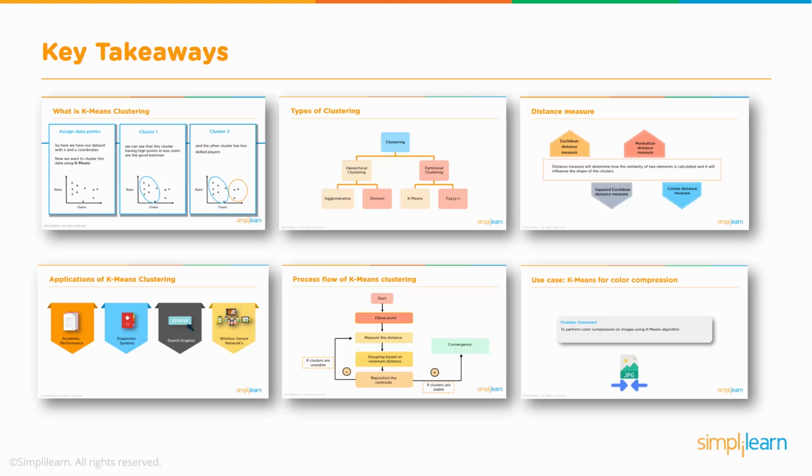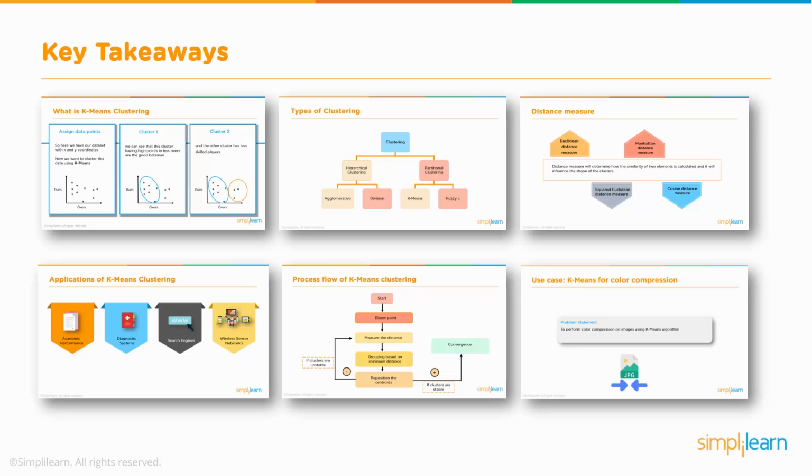So let's summarize what we have learned in this video. We started with an example of how we can apply k-means clustering, taking the cricket example. Then we understood the types of clustering, two major categories, hierarchical clustering and partitional clustering, which in turn had two subcategories each: agglomerative and divisive, and then k-means and fuzzy C.